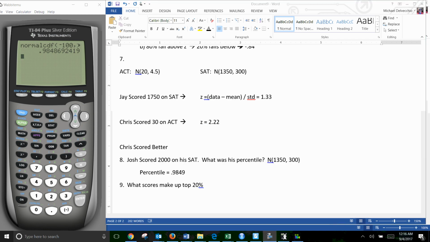Okay, now we want to know what scores make up the top 20%. Well, again, this is going to correspond to the lower 80%. So what we'll do is we'll go to our second vars, and we'll go to inverse norm. So we want the area to the left to be 80%, so we'll put 0.80. But now, since this is dealing with the actual scores and not the z-scores, we will have to put our mean and standard deviation in. So our mean was 1350, and our standard deviation was 300. And we go ahead and paste this in. We can see that the cutoff for the top 20% is actually 1602.